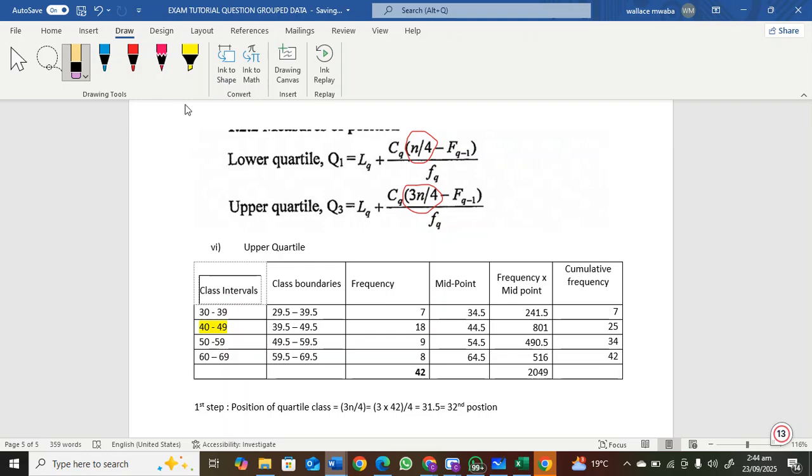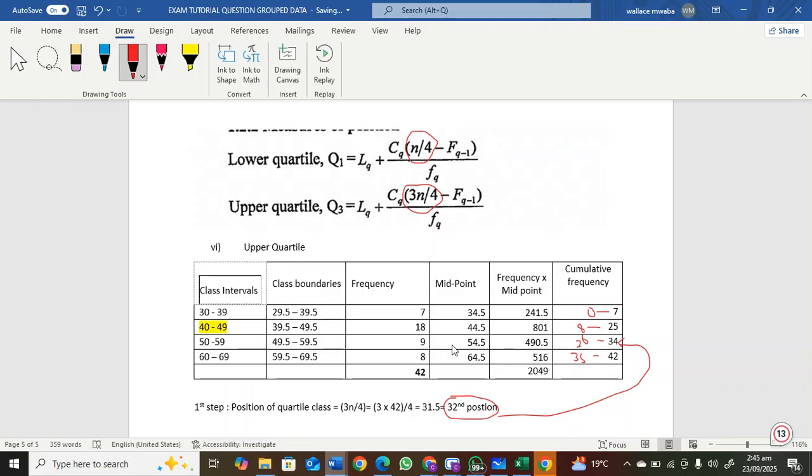As I said, if we look at our cumulative frequency, from the 0 position to the 7th position is in our first class. Then the next one's from the 8th to the 25th position. Then next up from the 26th position to the 34th. Then from 35 to 42. That's why I rounded off this number, so that we can easily find it in these. So the 32nd position, we can find it in this class.